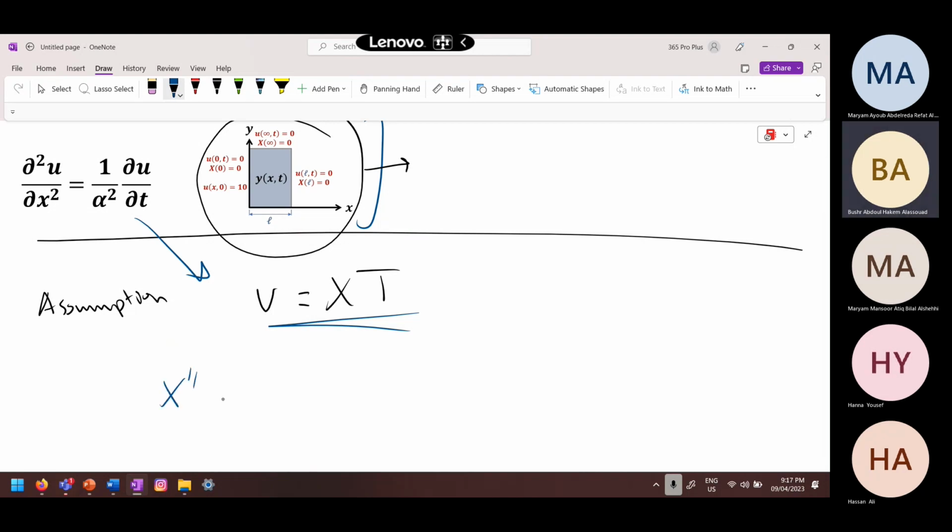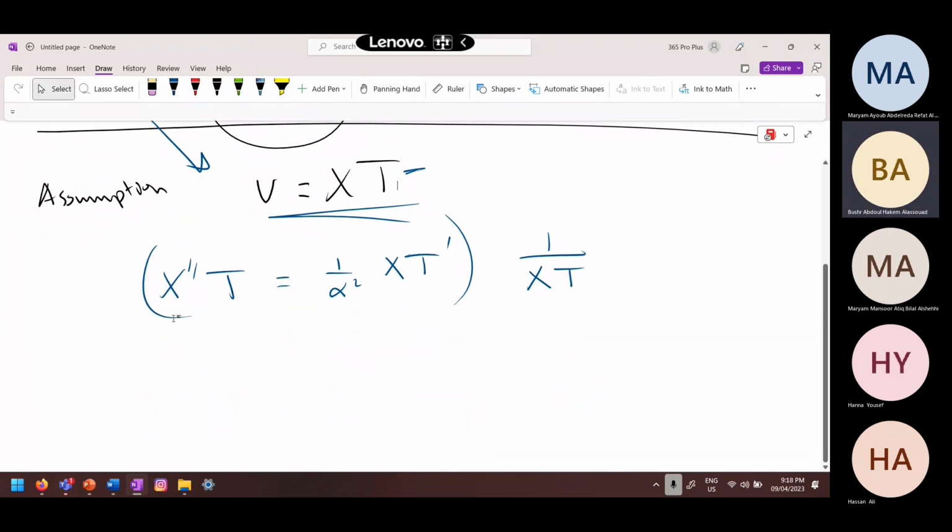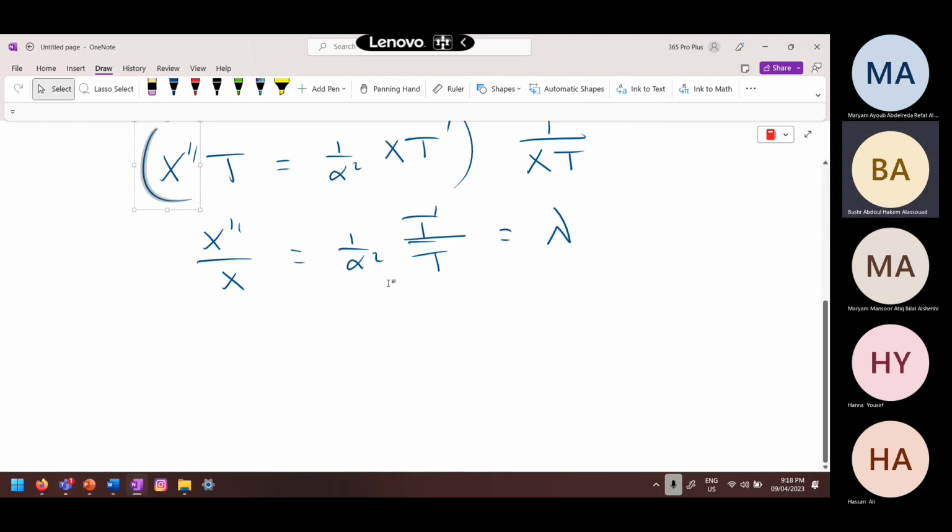So we'll get x double prime t equals to 1 over alpha squared. This is just a constant. And partial t, so you get x t prime. Now, after reaching this, you'll just have to divide by the assumption. So you'll get x double prime over x equals to 1 over alpha square t prime over t, equal to lambda. Now you need to divide your page into two and you will get x double prime over x equals to lambda, and 1 over alpha square t prime over t equals to lambda.